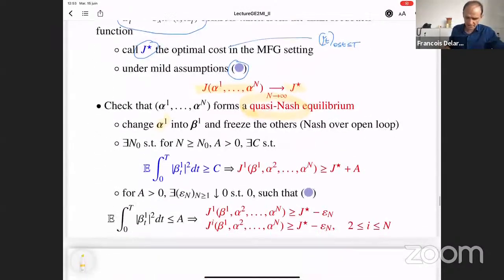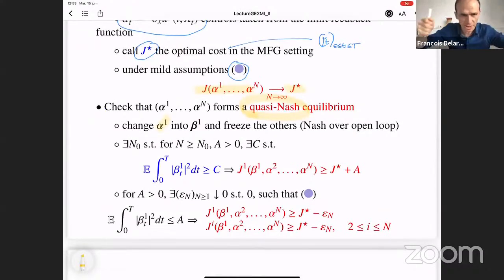So I take player number one, and I assume that this player is willing to change its own strategy, and it changes into beta one. But exactly as in the definition of a Nash, as we did yesterday, I assume that the others freeze their strategies. To simplify here, I'm working with open loop. We could discuss whether it is possible to do the same in closed loop, but just say this is open loop. Then the result is that if the energy of my control is too large, then there will be a macroscopic deviation. And so clearly I will be completely outside any optimality. So it is not interesting for me to deviate with a very, very large energy. It costs me a lot at the end of the day.